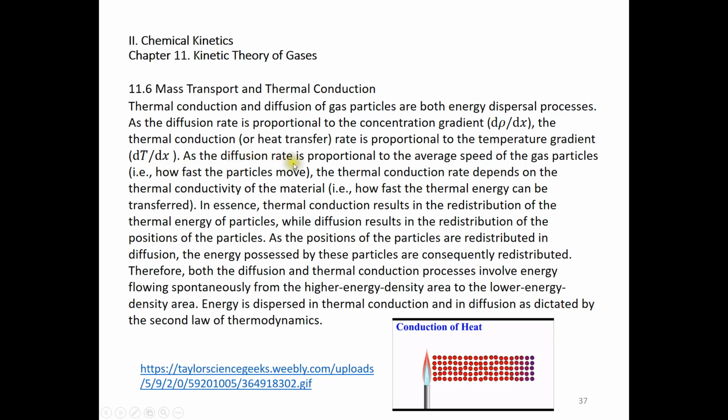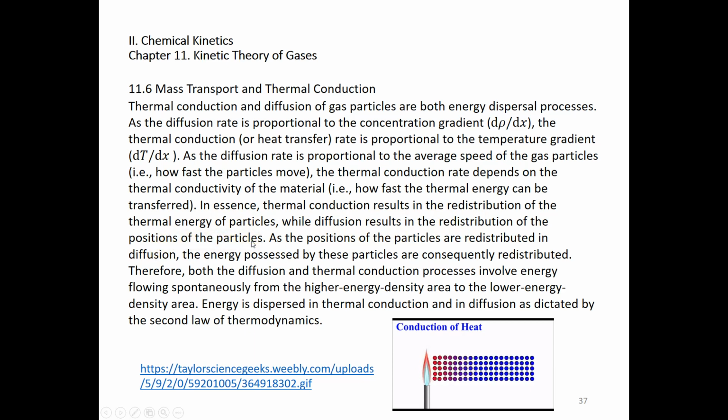As the diffusion rate is proportional to the average speed of the gas particles, that is how fast the particles move, the thermal conduction rate depends on the thermal conductivity of the material. That means how fast the thermal energy can be transferred. Usually metals have higher thermal conductivity than non-metals. In essence, thermal conduction results in the redistribution of the thermal energy of particles, while diffusion results in the redistribution of the positions of the particles.